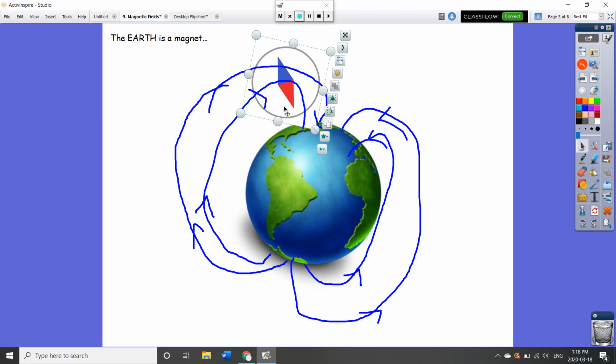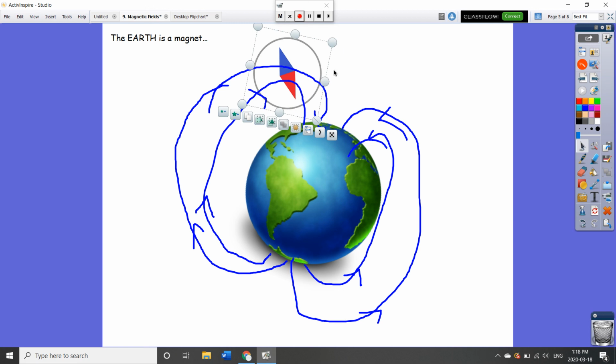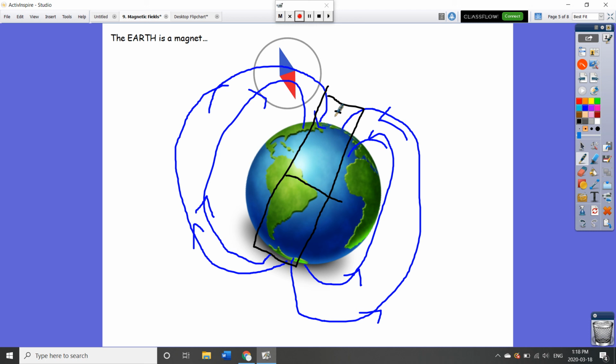And then at this North Pole here, the geographic North Pole, it's actually behaving like a South Pole. So if we were to say that the Earth is a magnet, and this is sometimes hard to wrap our heads around, but if the Earth was just a giant magnet, the geographic North Pole is actually the magnetic south, and the geographic South Pole is actually the magnetic north. So Santa Claus is at the magnetic South Pole, and Antarctica is at the magnetic North Pole.